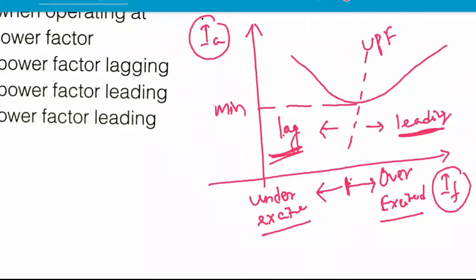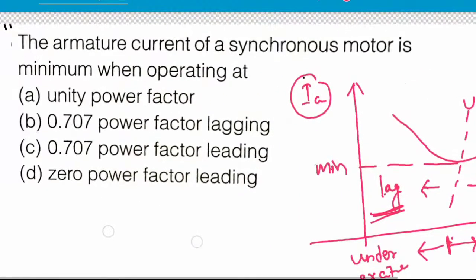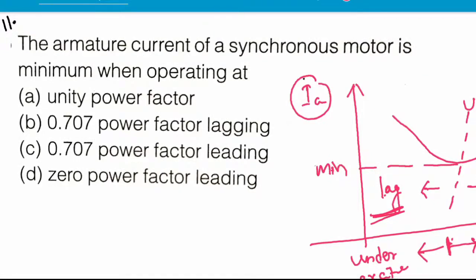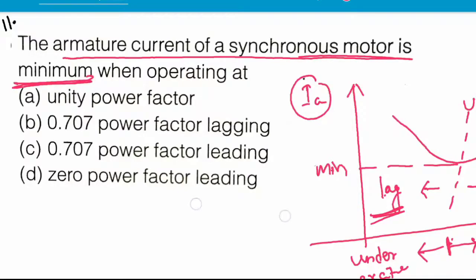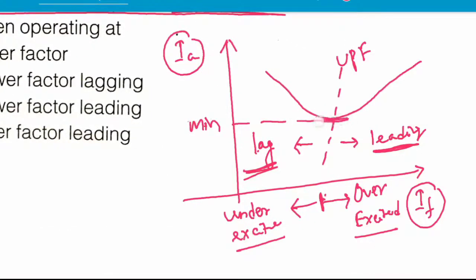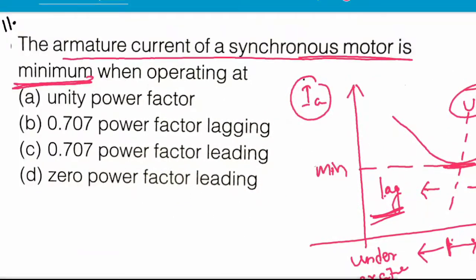So it is asking for where the armature current of the synchronous motor is minimum. It is at this point, which is unity power factor. Option A is the correct answer. The most important thing to remember in the synchronous motor is the V curve and the inverted V curve.